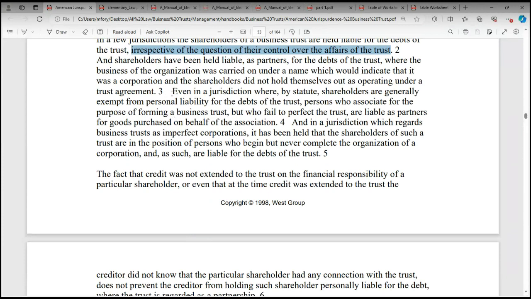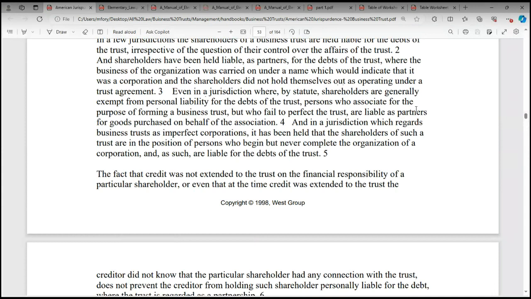Would indicate it was a corporation and the shareholders did not hold themselves out as operating under a trust agreement. Even in a jurisdiction where by statute shareholders are generally exempt from personal liabilities for the debts of the trust, persons who associate for the purpose of forming a business trust but who fail to perfect the trust are liable as partners for goods purchased on behalf of the association.